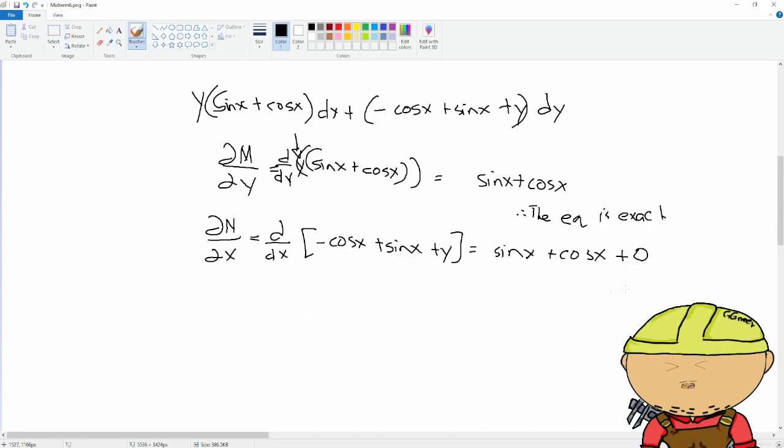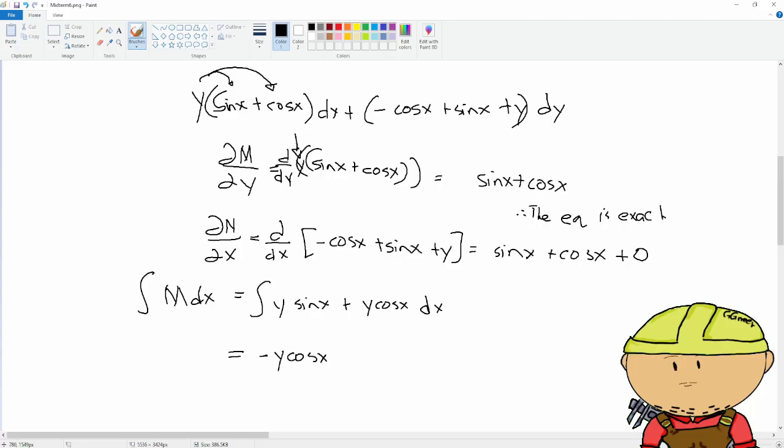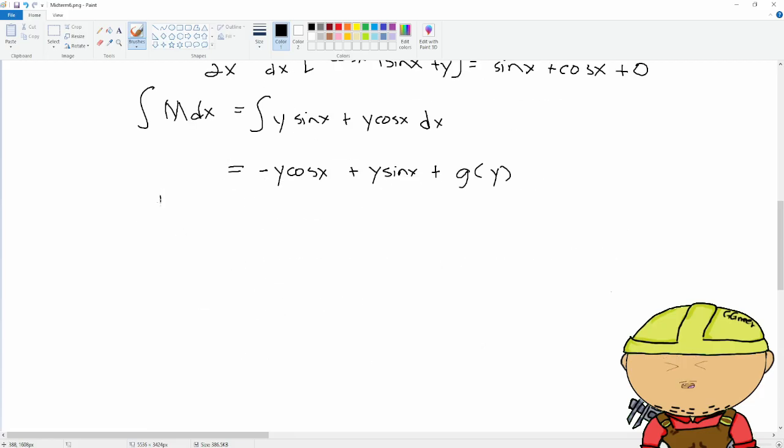And if it's an exact equation, on the left side we have y sine x plus y cosine x. I distributed y already to our two terms, sine x and cosine x, dx. The integral of sine x will become negative y cosine x, and the integral of cosine x is y sine x, plus g of y. We're going to be using Theorem 1.